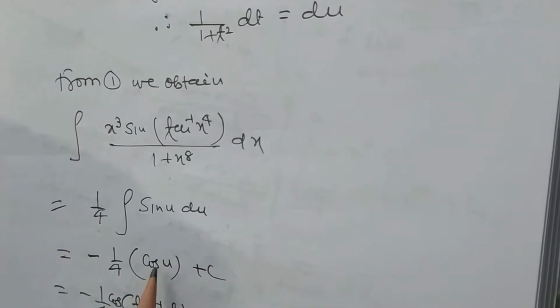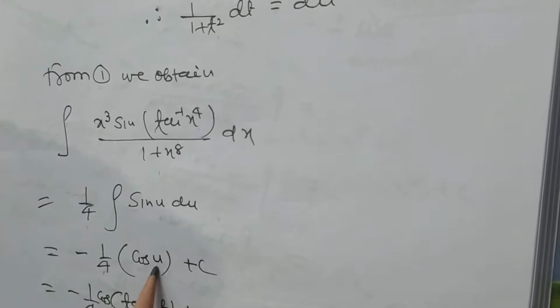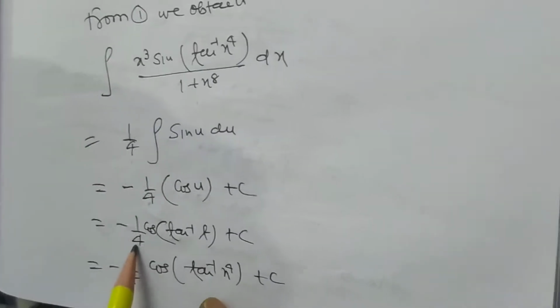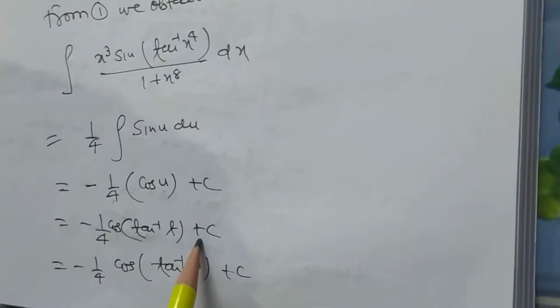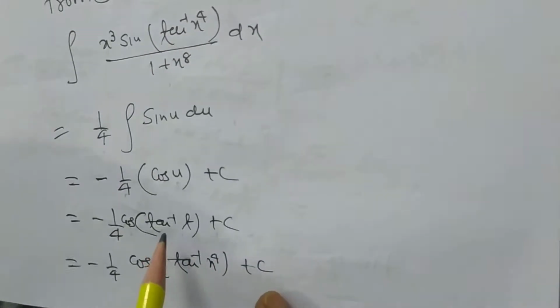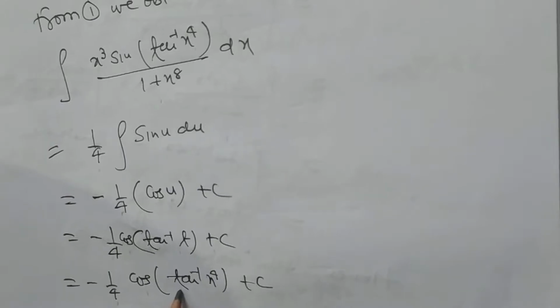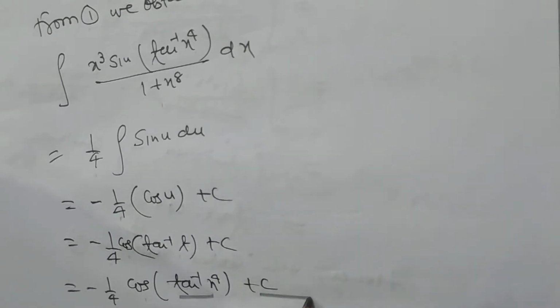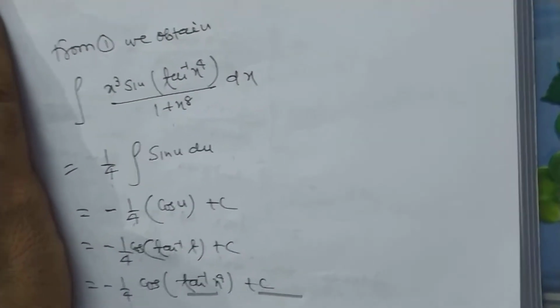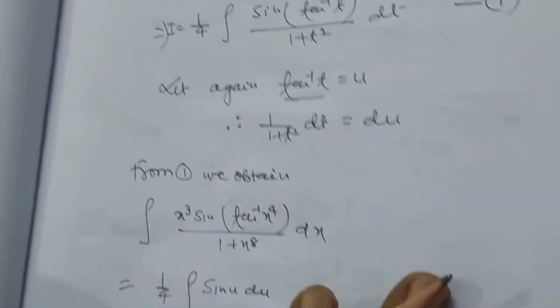So now after integration it will be minus 1 by 4 cos u plus c. So minus 1 by 4 cos tan inverse t plus c. Now putting the value of t, we have minus 1 by 4 cos tan inverse x to the power 4 plus c. So my dear students, as I think, it is a long process.